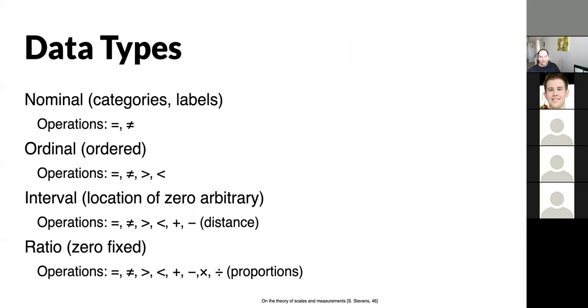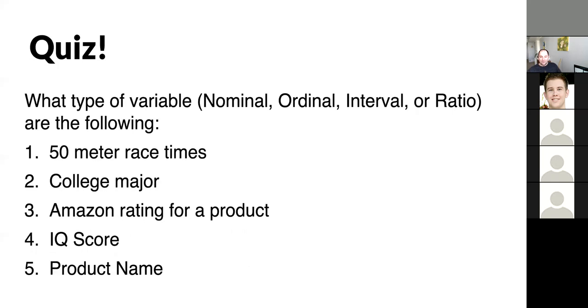So this is the summary of these different data types. In nominal data, categorical values or labels, we can only check for equality or lack of equality. Ordinal data types are ordered categorical, so we can check for equality, but also whether something is greater or smaller than. For interval data, where the location of zero is arbitrary, we can check for equality, whether it's smaller or larger than, and we can do additions and subtractions. And for ratio, where we have a fixed zero point, we can also do proportions, multiplications, divisions, and so on.